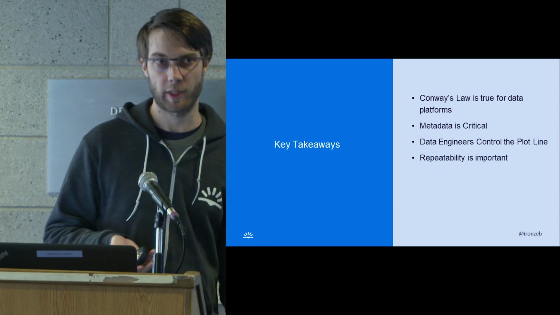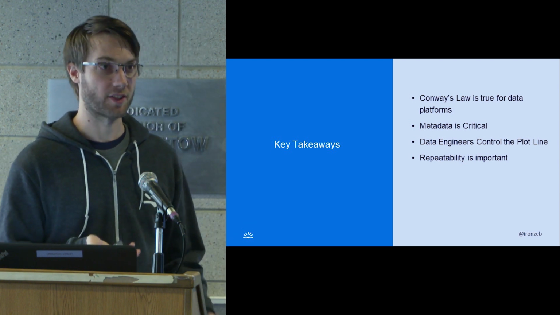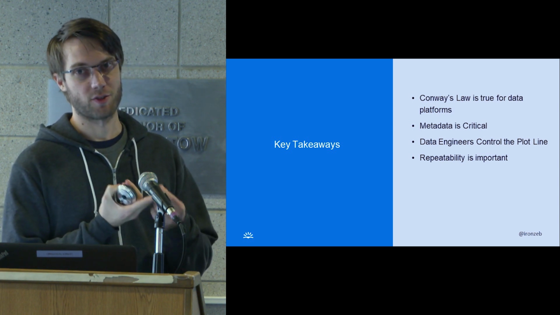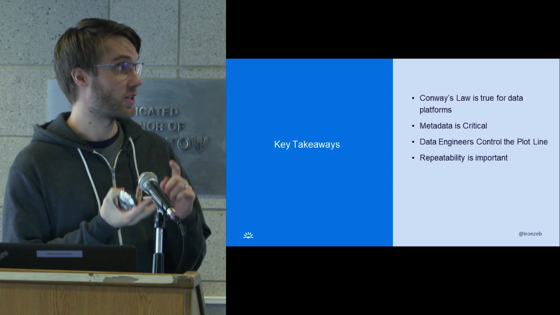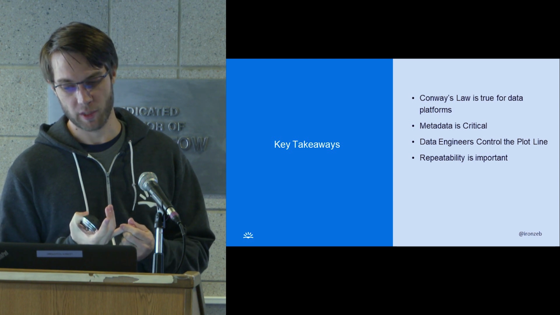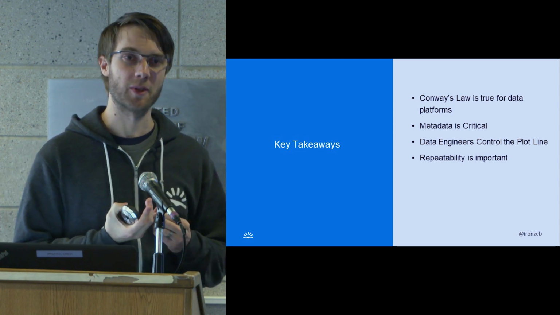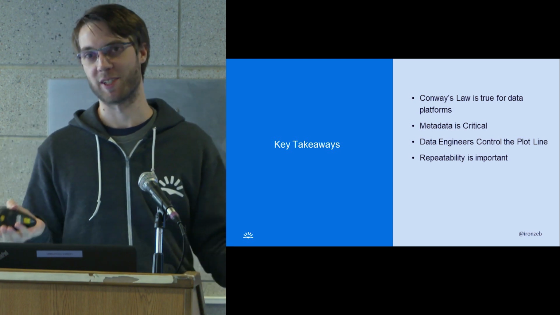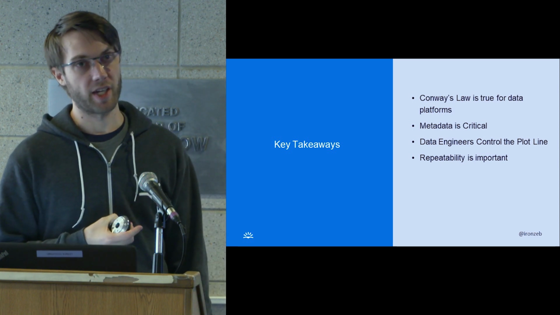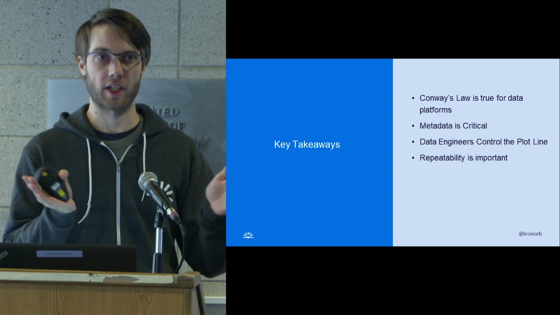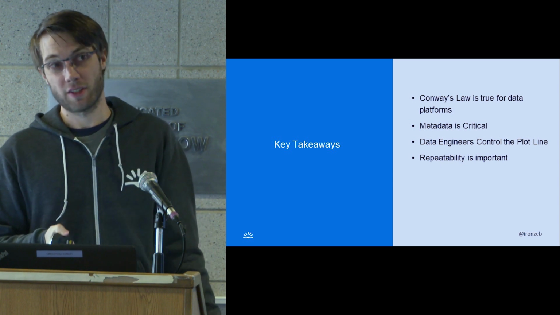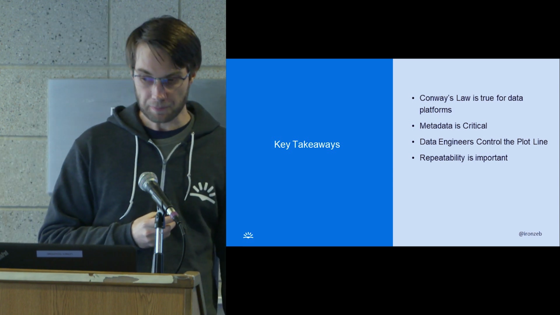So to quickly recap everything, the takeaways are that Conway's Law is true for data platforms. Metadata is very critical. Data engineers control the plotline, and repeatability is important. Now, because Conway's Law is true, how these rules apply in your specific case will be different. It will be based on what your organization looks like and what your structure looks like. In our case, we decided to split and create this kind of dual batch and real-time architecture known as Lambda architecture. That worked for us. It might not work in your case, but it's something you need to consider.